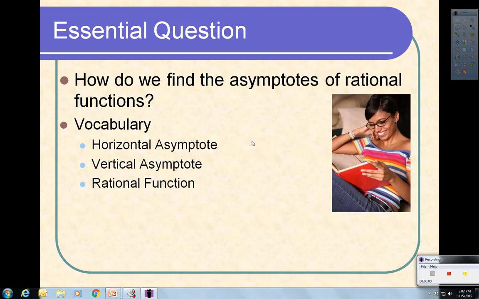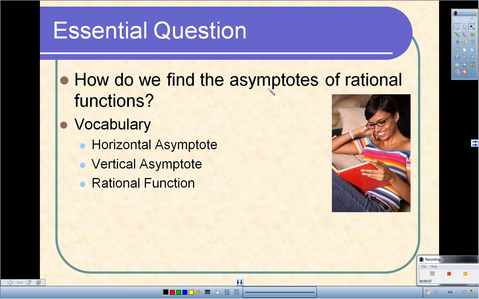Alright guys, your essential question for today is, how do we find the asymptotes of rational functions? And you have three vocabulary words: horizontal asymptote, and remember horizontal means that it's going left and right; vertical asymptote, which remember it means going up and down; and then rational function.